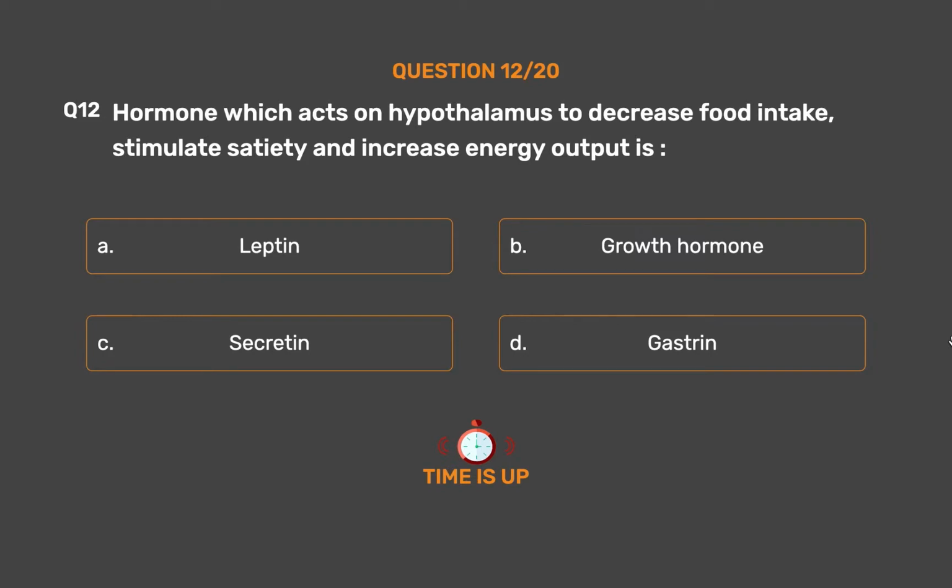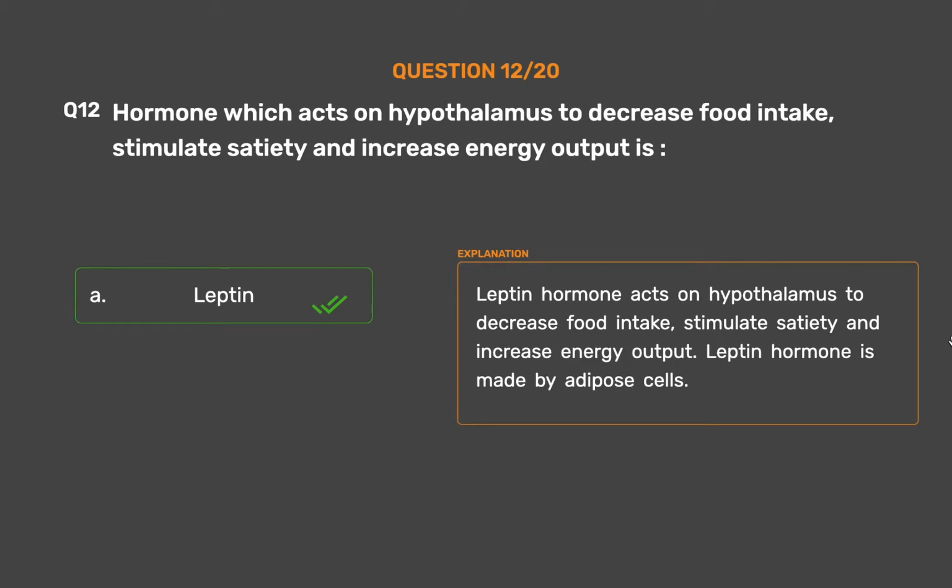The correct answer is Option A. Leptin. Leptin hormone acts on hypothalamus to decrease food intake, stimulate satiety and increase energy output. Leptin hormone is made by adipose cells.